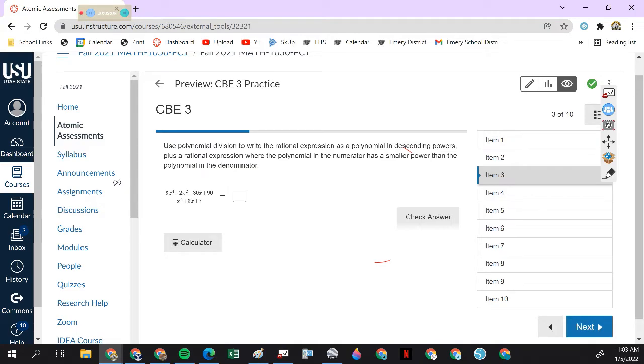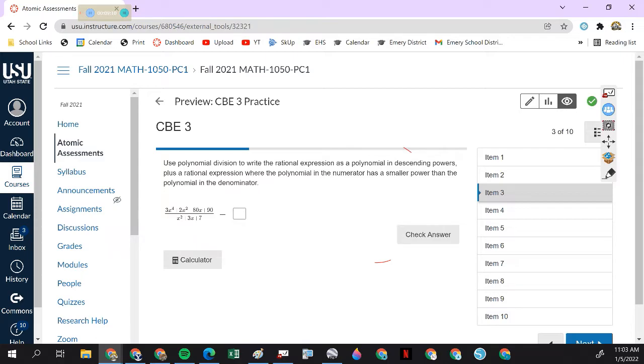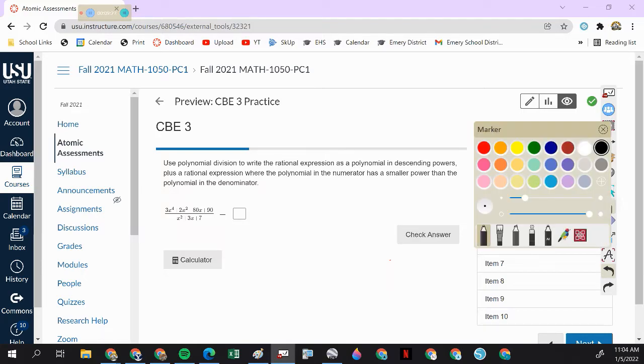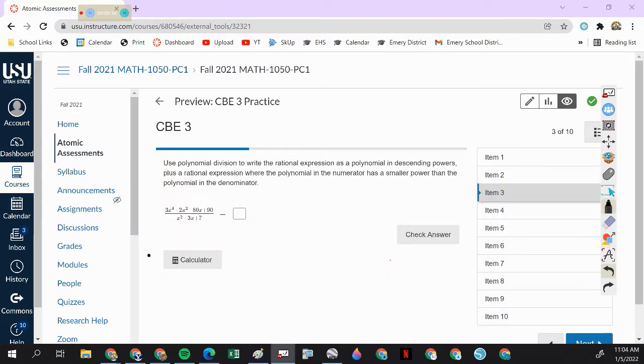Polynomial division, right? In descending order, where the polynomial has a numerator with a smaller power than the polynomial in the denominator. Notice, well, I guess we don't need to worry about it in this case. Can we use synthetic division here? No. Synthetic division only works when the denominator is linear. So we have to use the box.